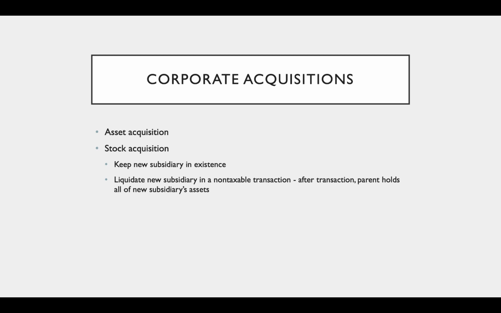Of course, the shareholders would have to approve that sale. I could also just go buy a corporation's stock, and that way, if I buy all the stock, I own the whole corporation and everything inside of it. When I buy the stock, I could keep that new subsidiary in existence, or I could liquidate that new subsidiary in a non-taxable transaction. We've covered those before. And then after the liquidation transaction, the parent would hold all the new subsidiary's assets.